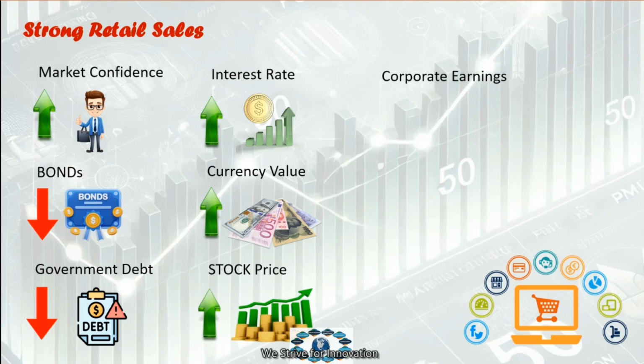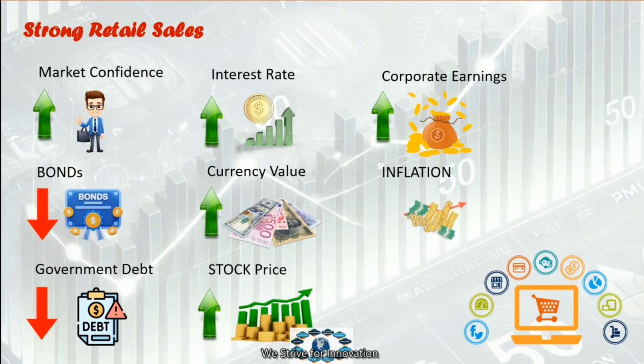How about the corporate earnings? Of course, retail sales directly impact corporate earnings, especially in consumer-centric sectors. Strong sales lead to what? To higher revenue, to better corporate earnings. So corporate earnings go up. How about inflation? High retail sales can drive up demand for goods and services. Potentially, of course, that could lead to inflationary pressure. Central banks at that point may adjust monetary policy to control inflation, so inflation goes up.